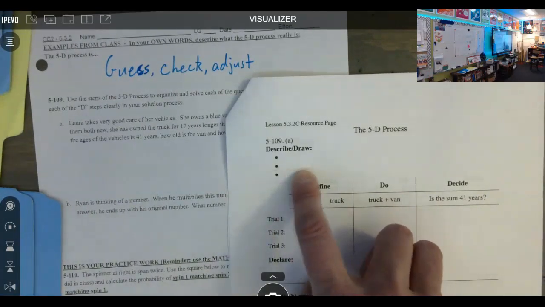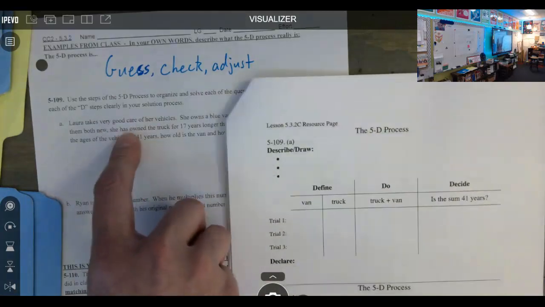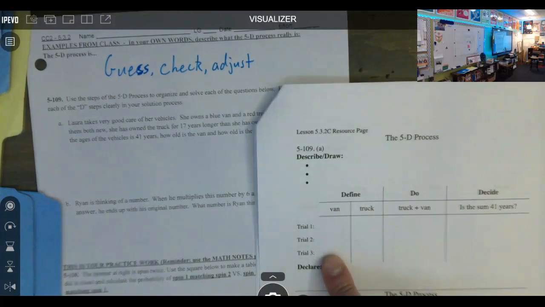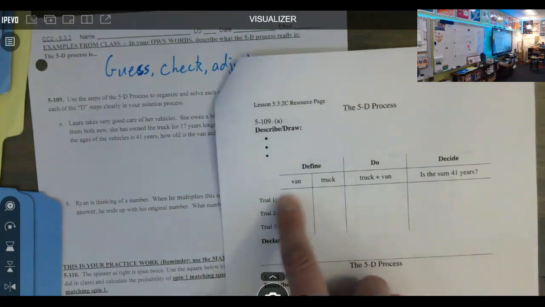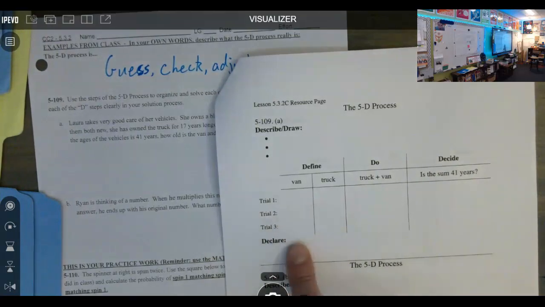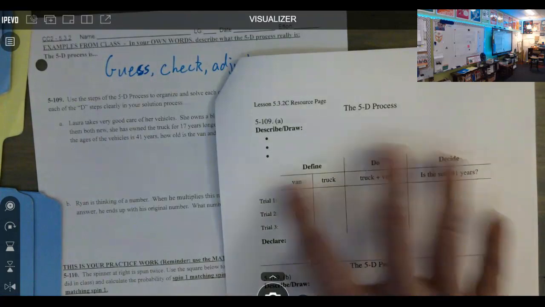These bullet points are so you can write out the important stuff they tell you, or you could write it over on this paper and then transfer it to the table. If you need more than 3 trials, that's okay, but you might run out of space. This is why on graph paper you'll have plenty of space. But I wanted to set a few up.